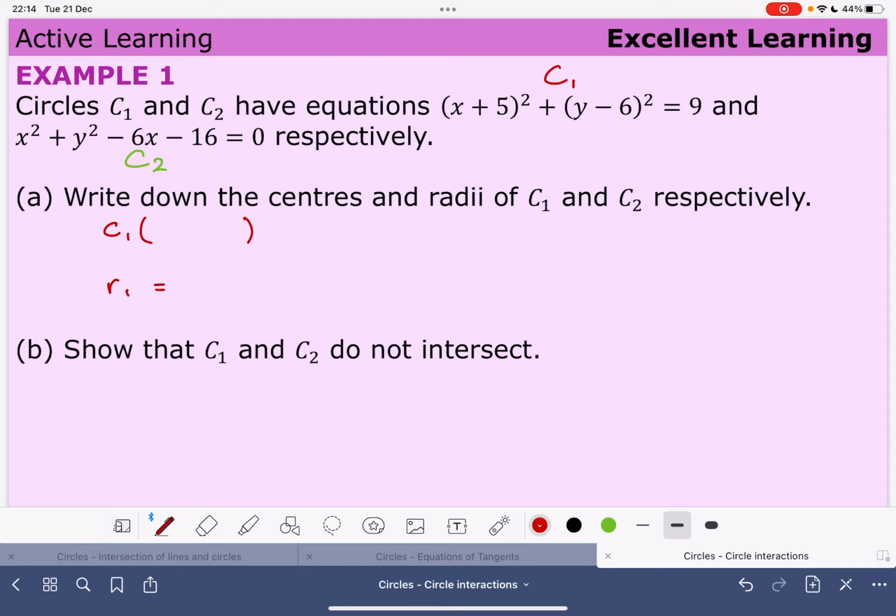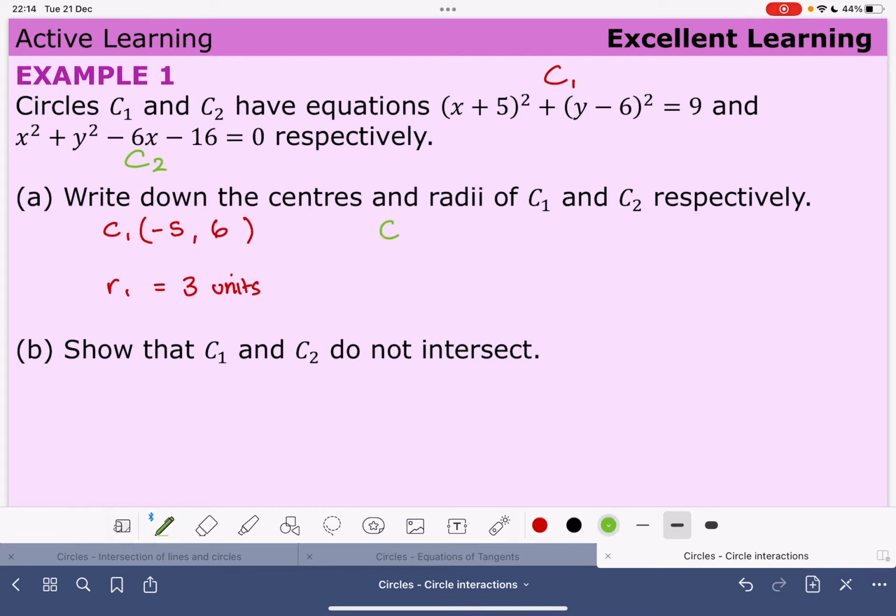Remember, we've just got a sign change from the 2 values within those brackets. So the centre is -5 and 6. And then the radius: remember the radius is over here, but that's the radius squared at that point, and so the radius for this one is just going to be 3 units. And then on to circle 2.